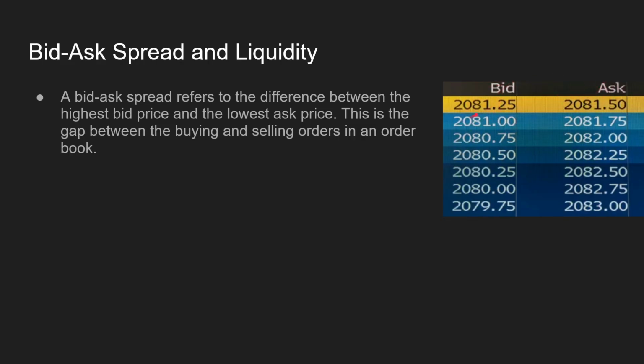So the highest bid is $2,081.25, and our asking price is $2,081.50. So there is a 25-cent spread between the bids and the asks. Not necessarily a huge gap, but it does add up, and it is something to take into account.